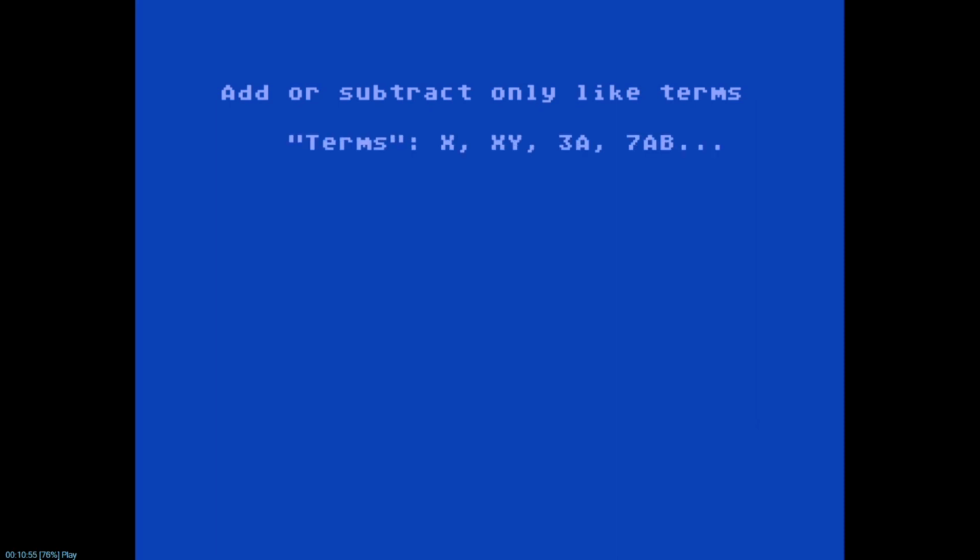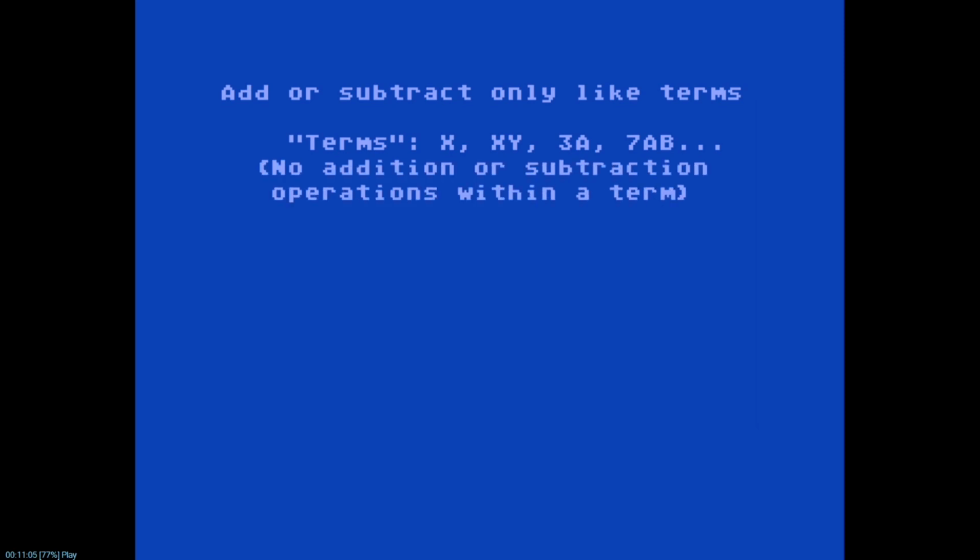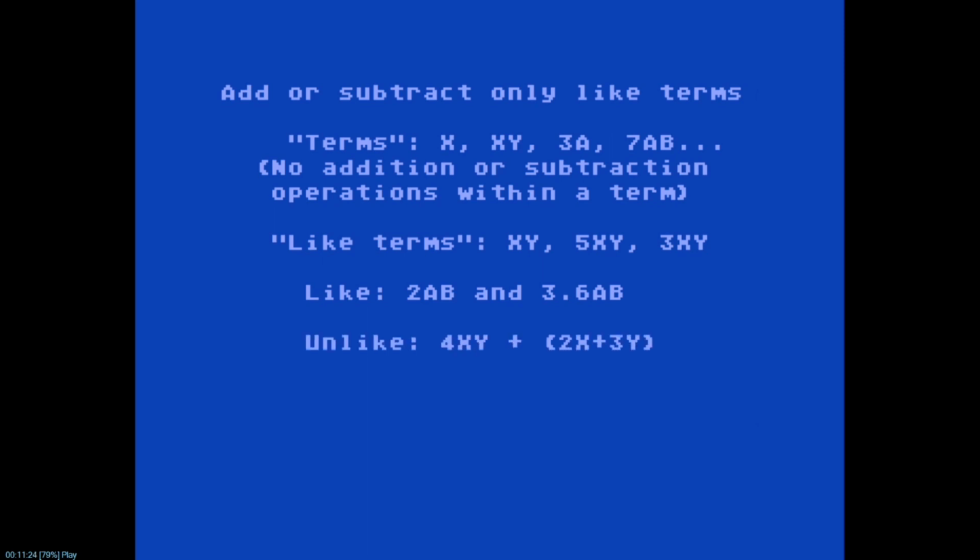You remember a term in algebra is just one letter or number, or if there is more than one letter or number, they are all multiplied together. There are no addition or subtraction operations within an algebraic term. Like terms are those in which all the letters are the same, even though the numbers may be different. 2AB and 3.6AB are like terms. 4xy and pi xy are like terms, since pi is a fixed number. But you can't add 4xy and 2x plus 3y and then combine any terms. Which of these is correct?